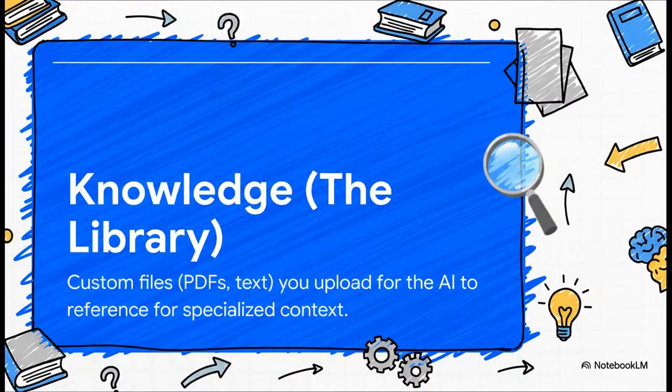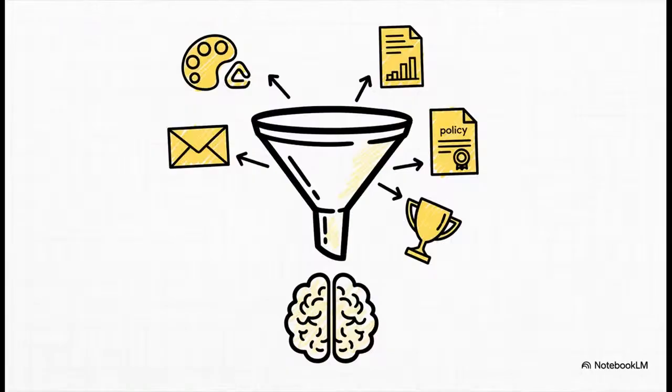So if the instructions are the brain, then knowledge is the AI's own private, curated library. This is where you upload all those specific documents and data that give your assistant the context it's missing. This is how we close that context gap we were just talking about. And the stuff you can upload here is just incredible.